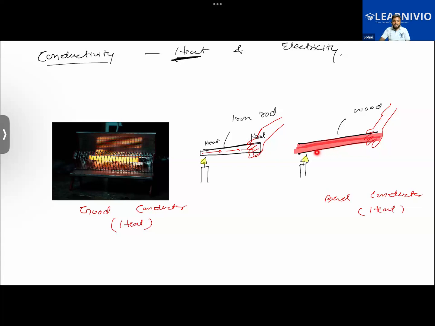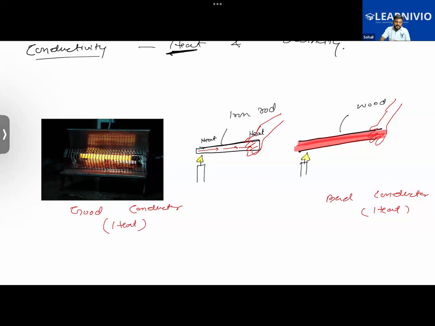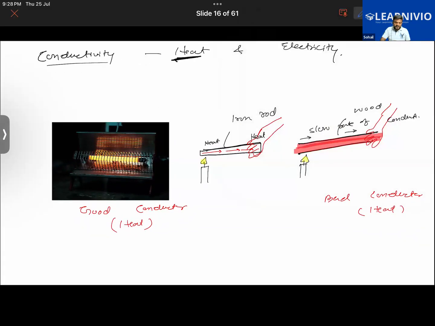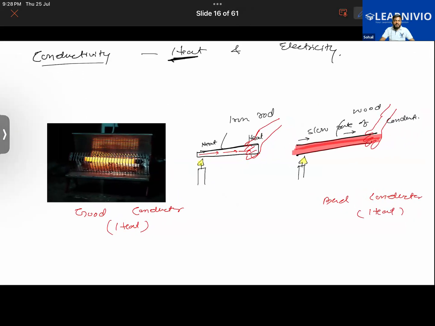But in the case of wood, even if you were to hold it for several minutes, the other end is not going to become warm, the reason being that the rate of transfer of heat from one end to another is very slow. So there is a slow rate of conduction. That is the basis of classifying objects on the basis of heat, whether they are good or bad conductors of heat. It is based on the rate of flow of heat in them, right?